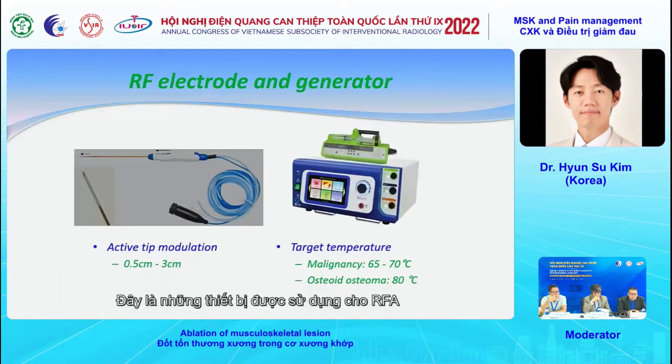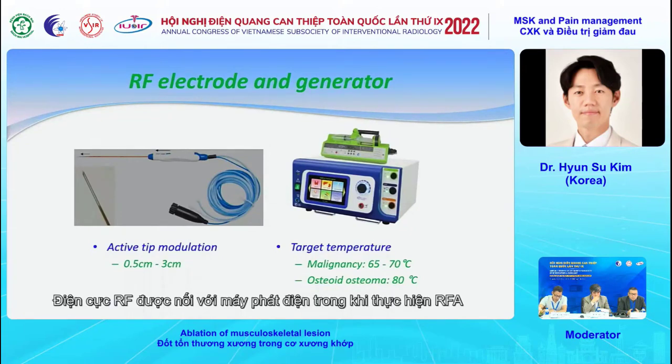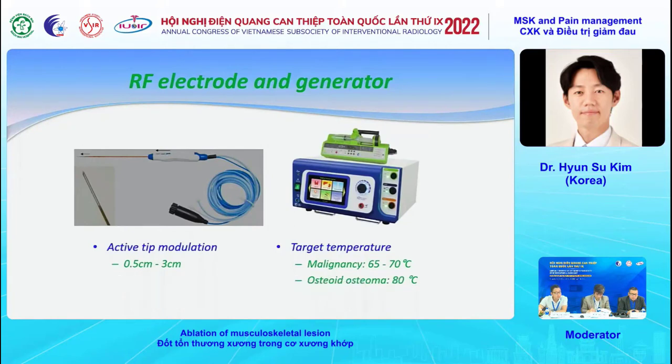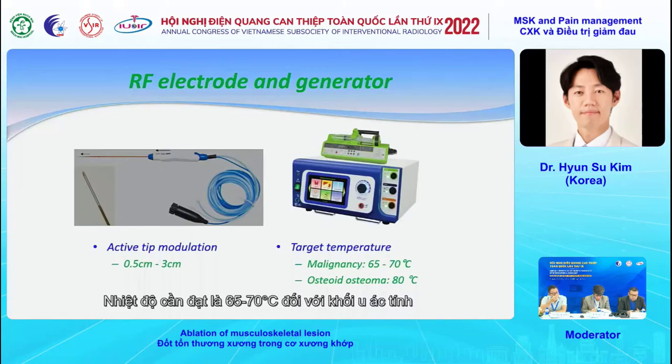These are the equipments we use for the RFA. The RF electrode is connected to the generator while performing RFA. The active tip can be adjusted depending on the tumor size, ranging from 0.5 to 3 cm. Target temperatures are set at 65 to 70 degrees Celsius for malignancy and 80 degrees Celsius for osteoid osteoma. Ablation time depends on the tumor size. Usually, ablation of the designated ablation zone lasts for less than 5 minutes.